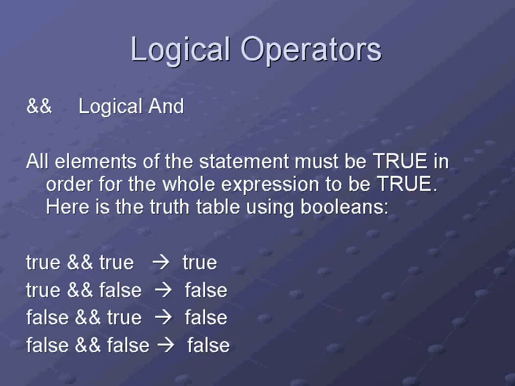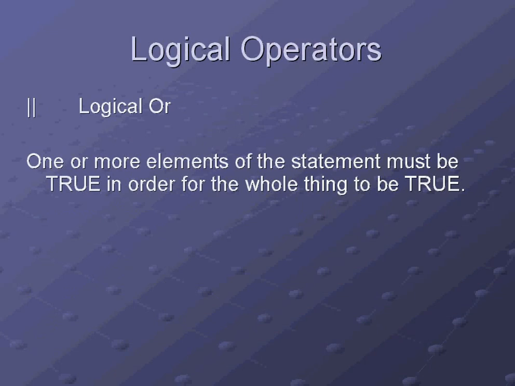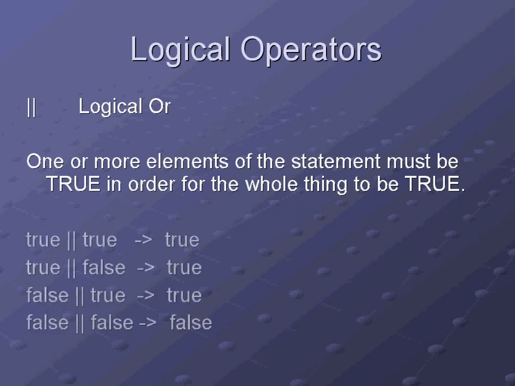And then we have logical OR denoted by two pipes. And this one is where one or more of the elements are true, for the whole thing to be true. So you see 3 out of the 4 cases work. The only one that doesn't is when they're both false.